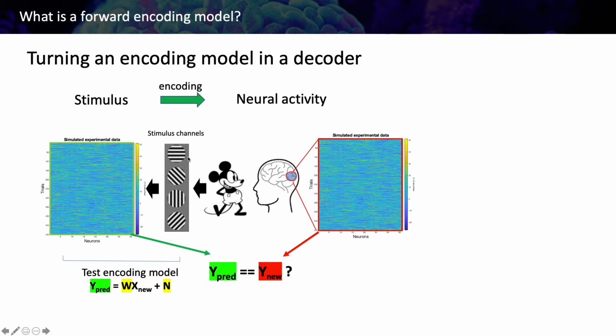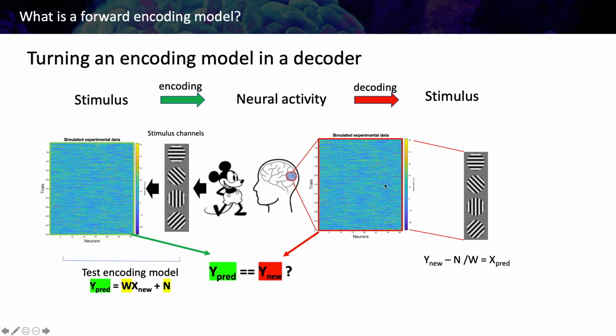So this is the example that I showed you before, where we have trained our model and we are now able to use this model to predict what will be the activity evoked by this Mickey Mouse based on how we trained our model before. So what we can also do is use our model to predict what are the features that compose this, that evoke this neural activity pattern.